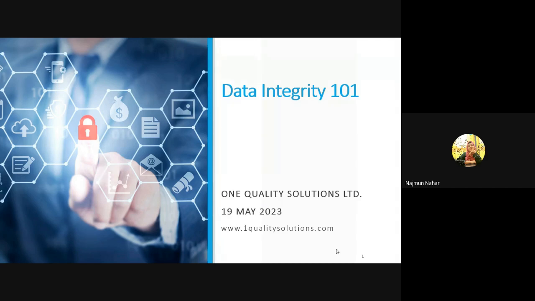As you know, data integrity is the accuracy and completeness of data throughout its entire life cycle that is essential for ensuring the quality and safety of pharmaceutical products. There are a number of factors that can compromise data integrity, including human error, equipment malfunction, software errors, unauthorized access, and intentional manipulation.